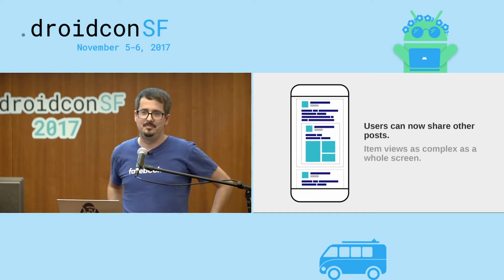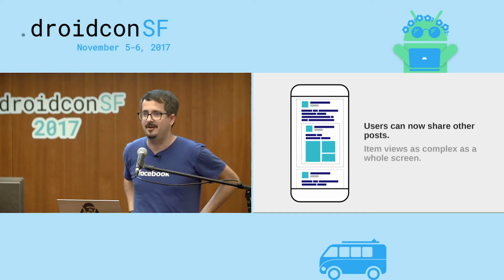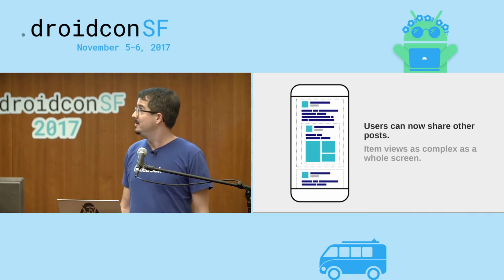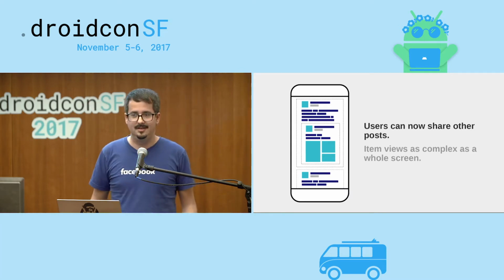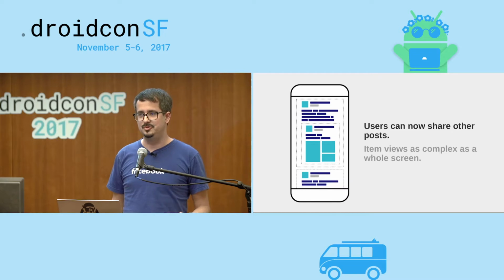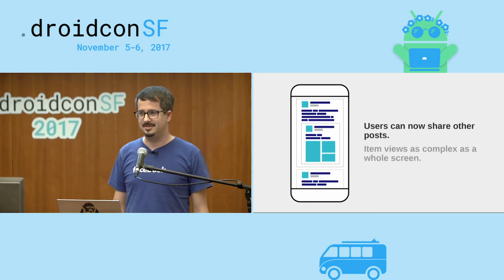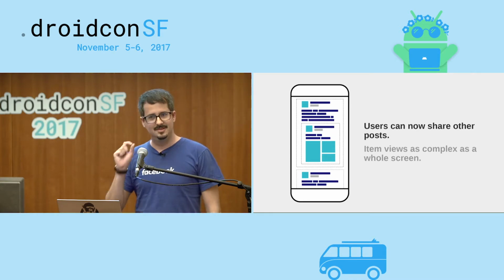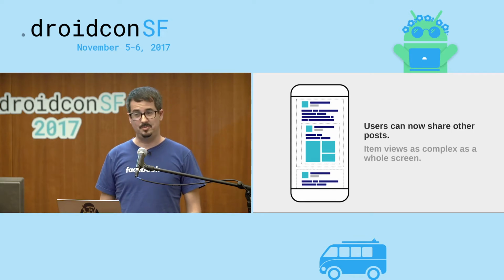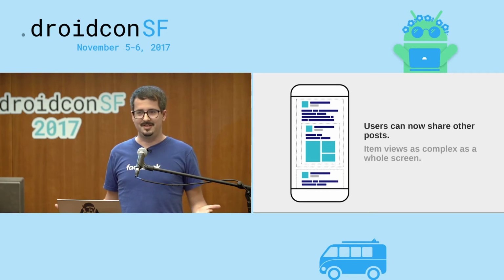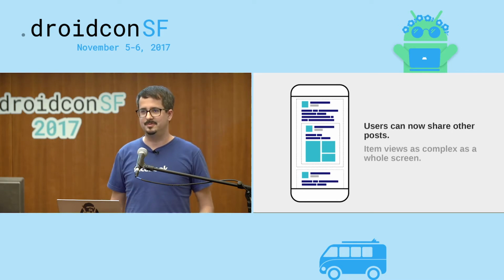Now you hit the tipping point. Users now can share other posts. So your view now is very complex. You have basically enough views that you use for a whole screen in an item in RecyclerView. And no matter how you optimize your layout, this is still going to be a close deadline, and you're probably going to miss it most of the time. So you can't deal with that anymore by brute force optimizations by hand.